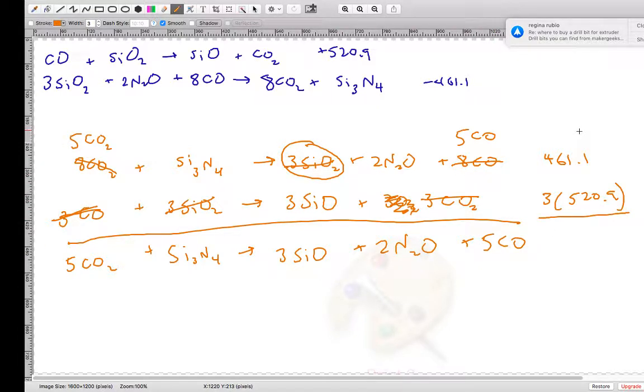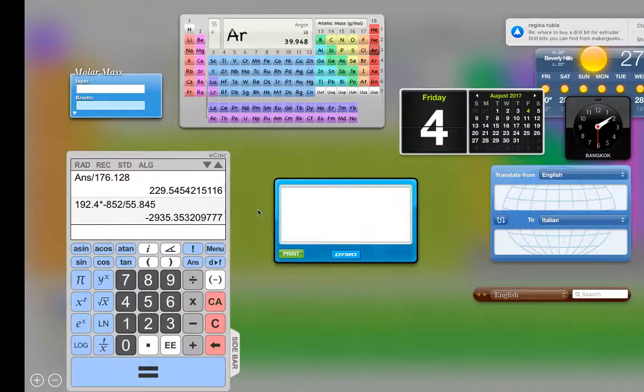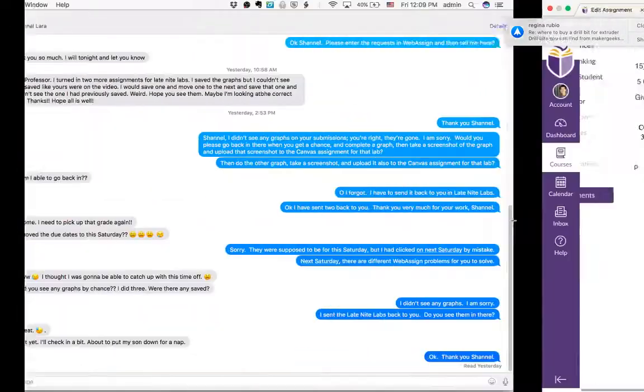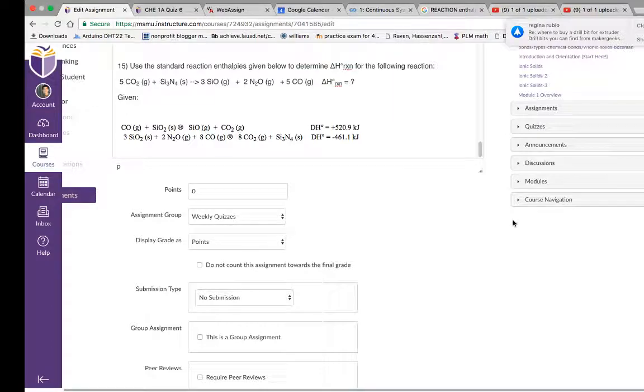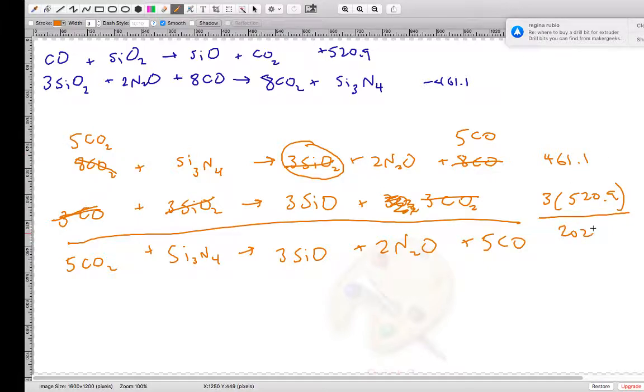So we'll add these up now. Positive numbers, that's interesting. 3 times 520.9. 2023.8. These are all in the tenths place, so the answer needs to be in the tenths place. And this is kilojoules. That's the answer, folks. 2023.8 kilojoules.